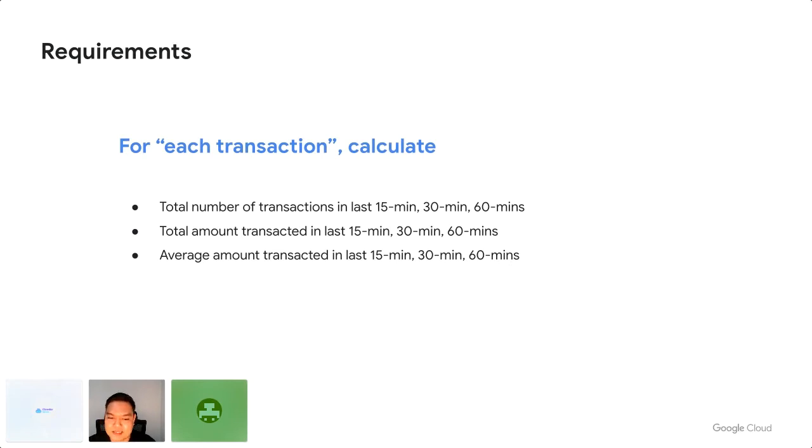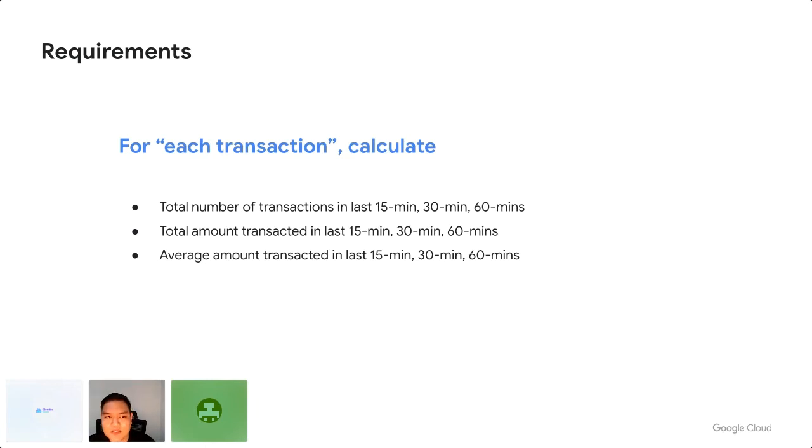The reason I'm choosing 15, 30, and 60 is just arbitrary. It is pretty much based on the use case. So if your terminal is being transacted very frequently, you might want to consider reducing the time. If your terminals or customers are not transacting very frequently, you could increase the interval, maybe to 1 hour, 2 hours, 3 hours, that kind of thing. So for this case, we are using 15, 30, and 60 minutes.